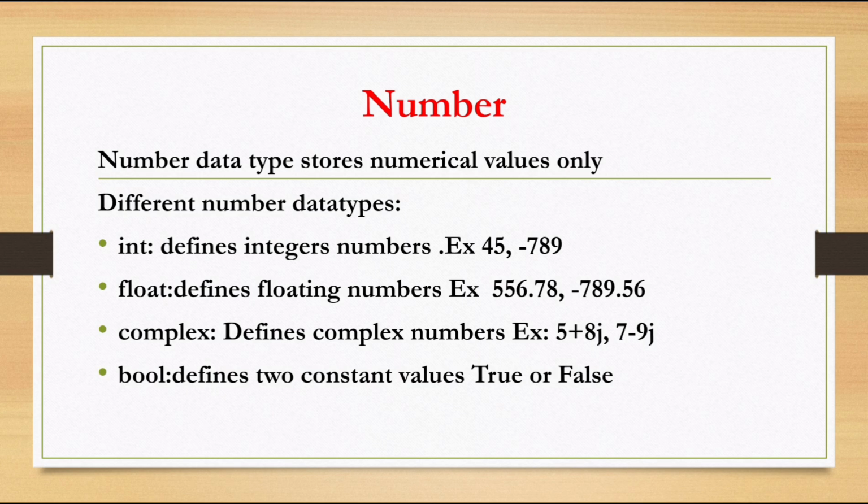We have one more data type called float. Float is used to define floating point numbers or real numbers, that is the numbers with integer as well as fractional part. The numbers can be either positive or negative. In mathematics, we also have seen complex numbers, the numbers having real part and imaginary part. So the syntax is a plus bi. In Python, we use 5 plus 8j. So those are the complex numbers. Next, we have bool type, which defines two constant values, true and false.